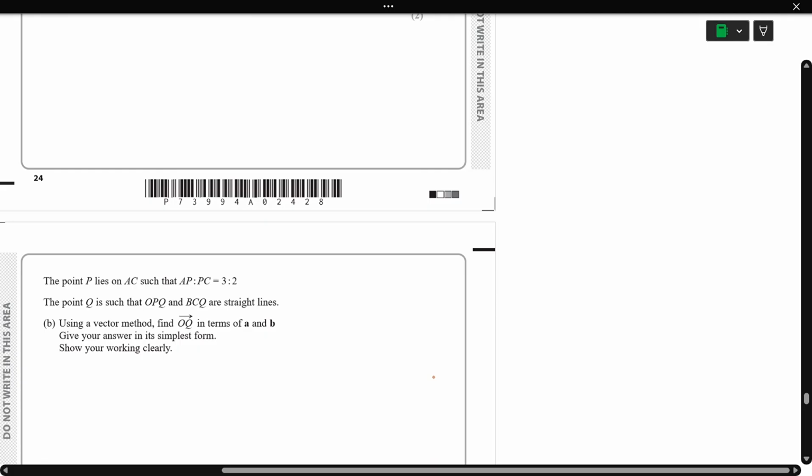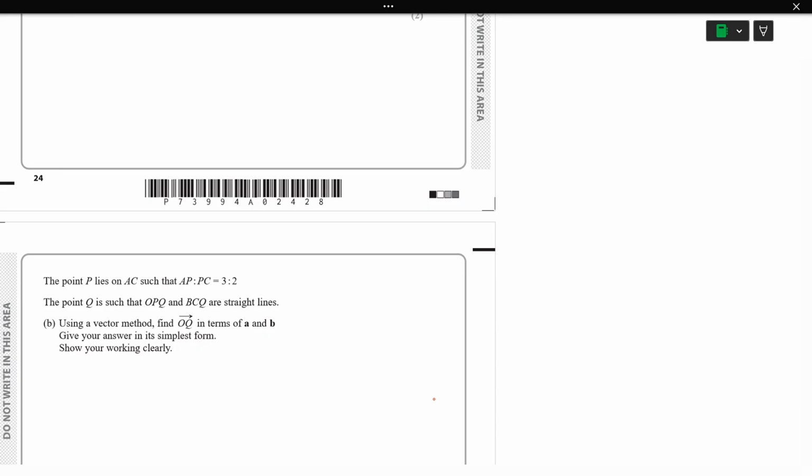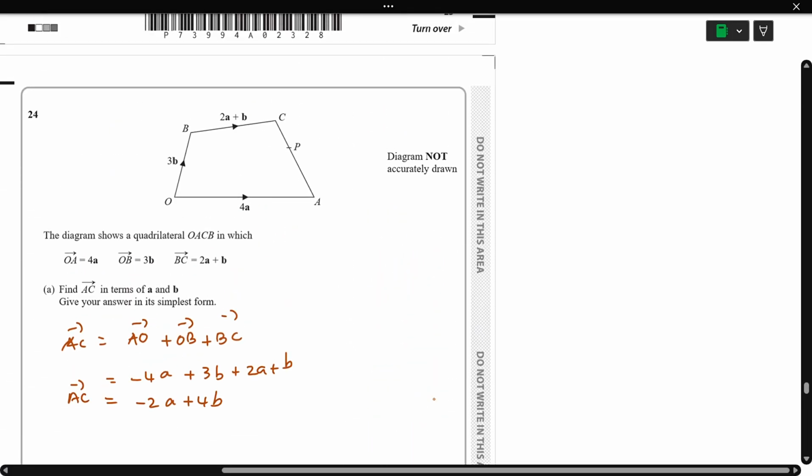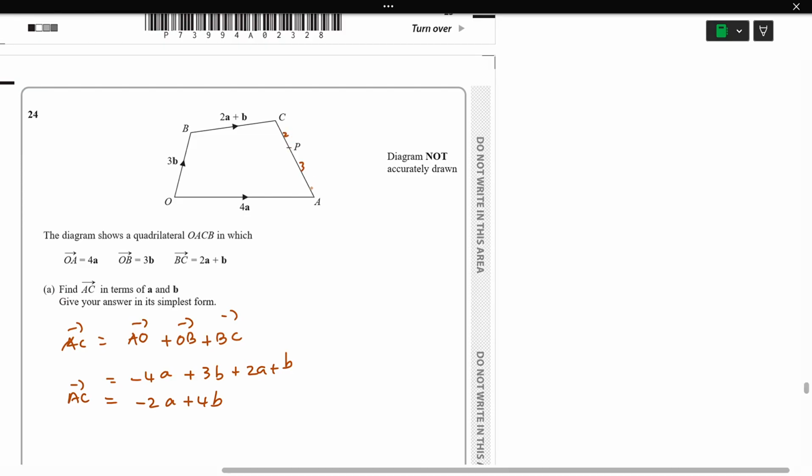Next, the point P lies on AC, with AP ratio PC equal to 3 ratio 2. Here is 3, here is 2. We need to find AC, which we already did. So the fraction is going to be 3 by 5 of AC, and this one 2 by 5 of AC. So we can write it this way.